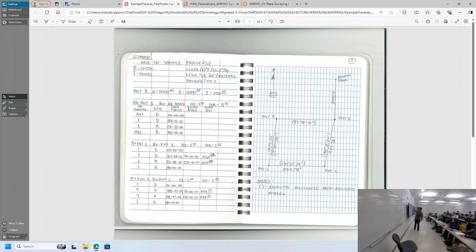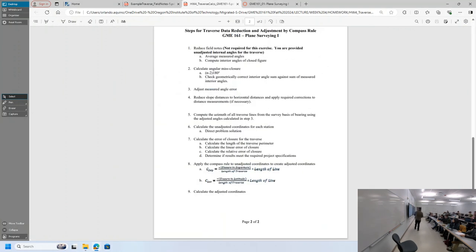So let me jump over to our steps. We're going to be working on that traverse data reduction and adjustment by compass rule. So currently we've done 1, 2, and actually we did do 3. I just forgot to label it and mislabeled it when we were working on it Friday, so I'll make that little correction real quick. And the other thing that I caught myself, and I think one or two of you were here when I was doing it: that adjusted interior angle, the second part of that I was correct. The first part, I transposed my numbers, so we'll go back and I'll show you guys where I did that.